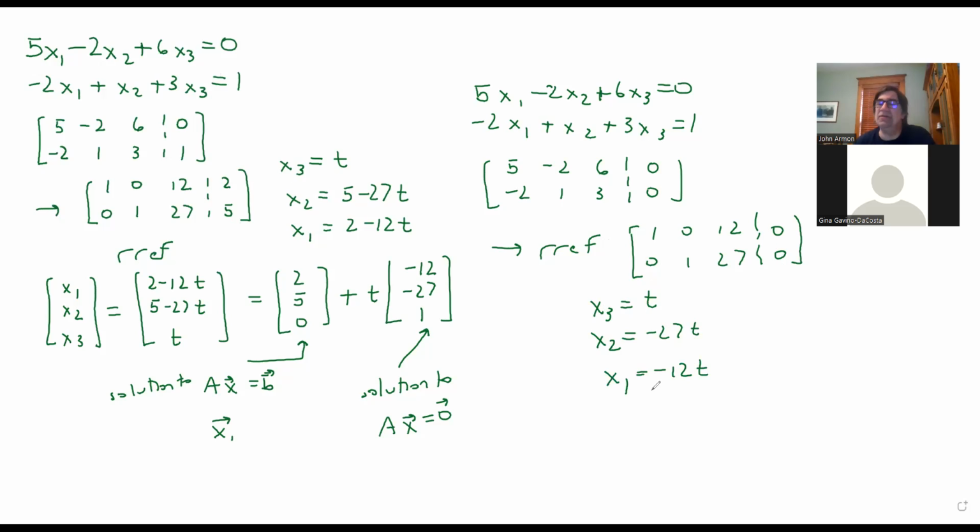And where do the 1 and the negative 27 and the negative 12 come from? You say, I've seen those before. Yeah, they're right here. So this is a solution to the homogeneous system. This is a solution to the original system. So if you want a new solution to the original system, it's essentially a multiple of this vector right here. So if t is 1, here is a particular solution to the system.